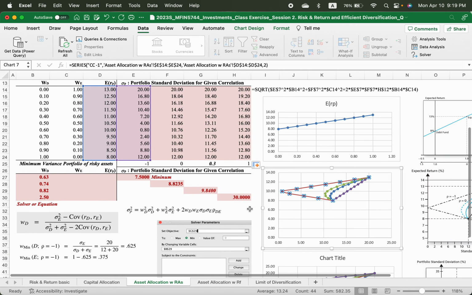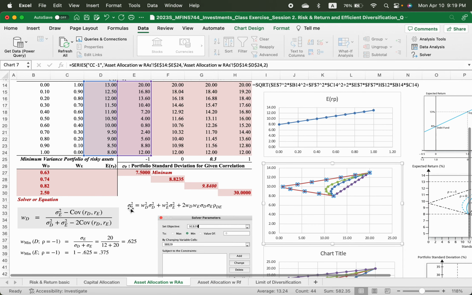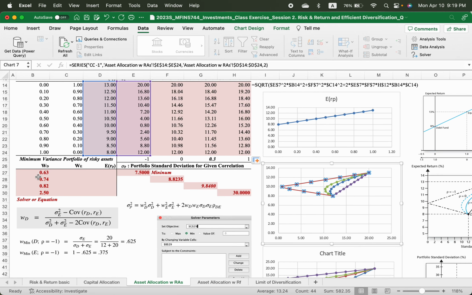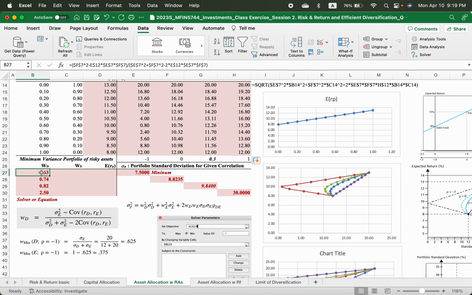And here, once we complete this, then let's calculate the weight of the debt and equity that meets this minimum level. So the weight of the debt or weight of the equity and expected rate of return. So I already put this equation based on the variance of the portfolio, and then we derive the weight of the debt.